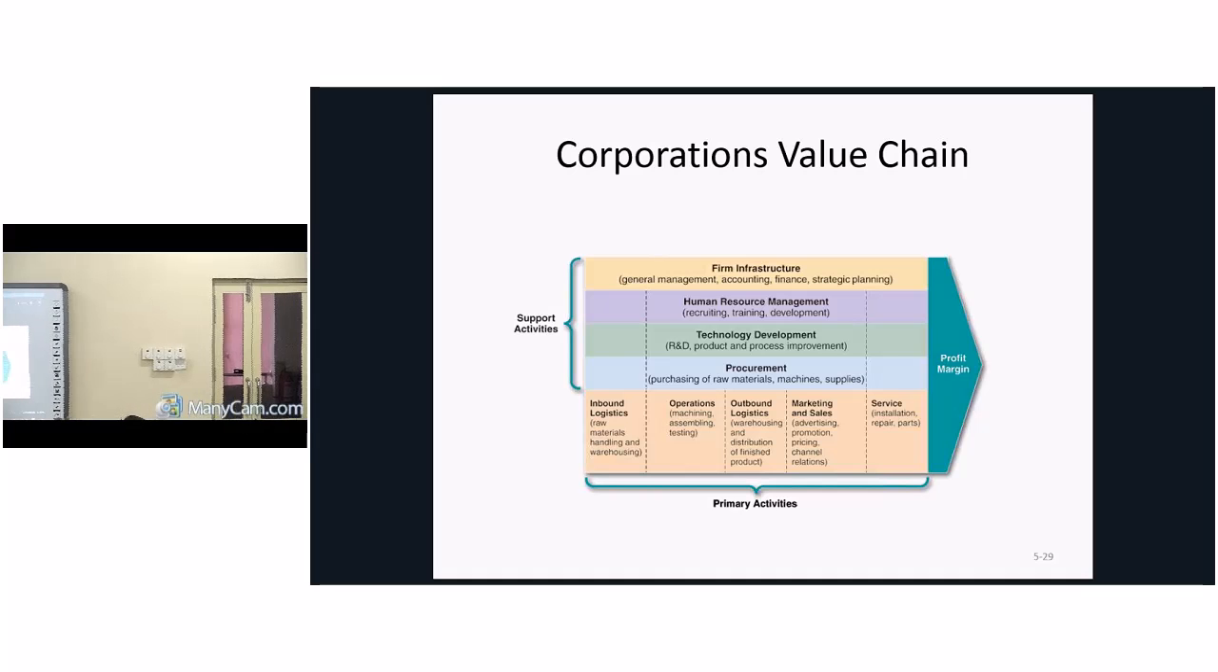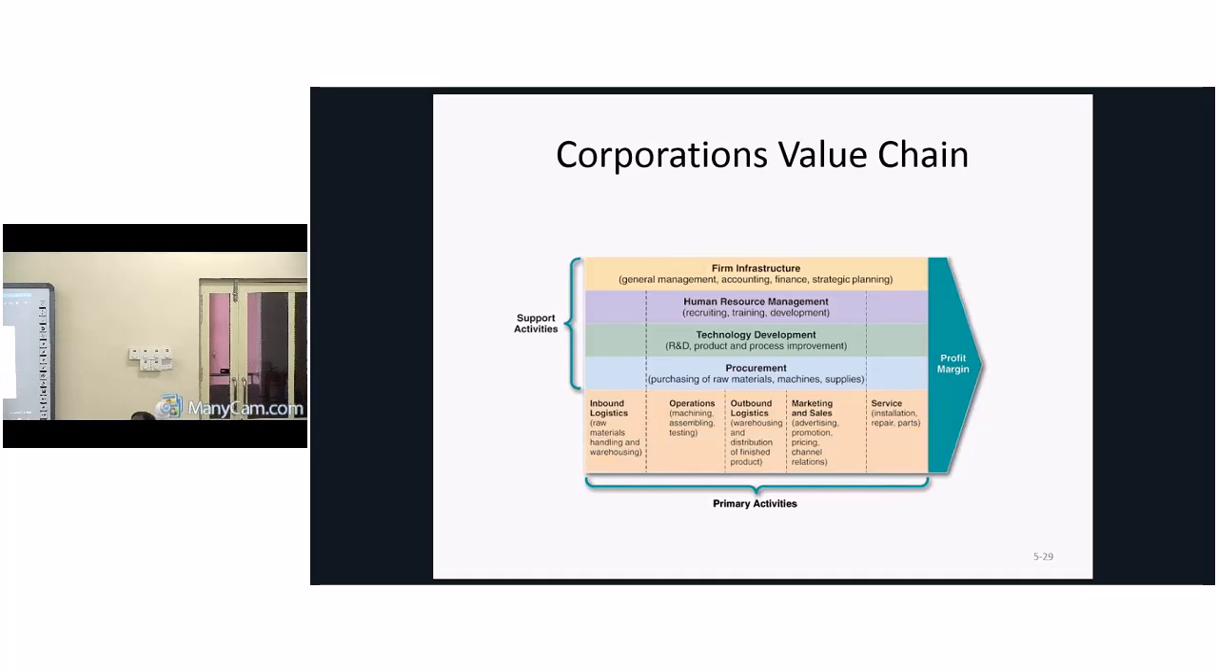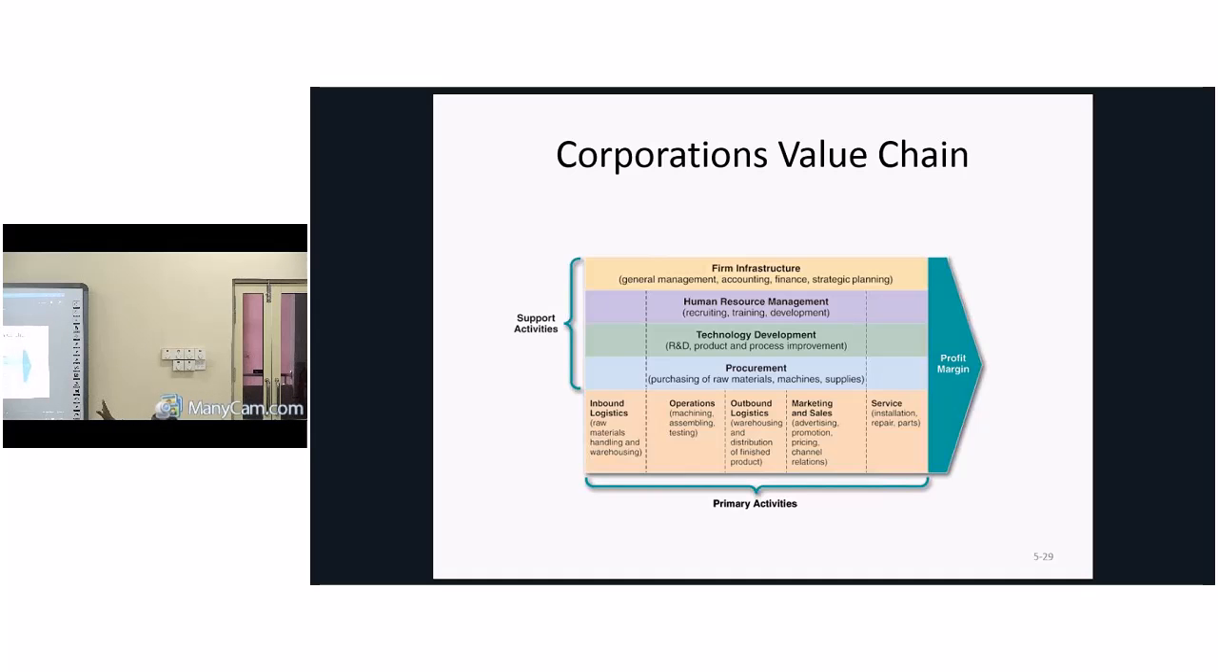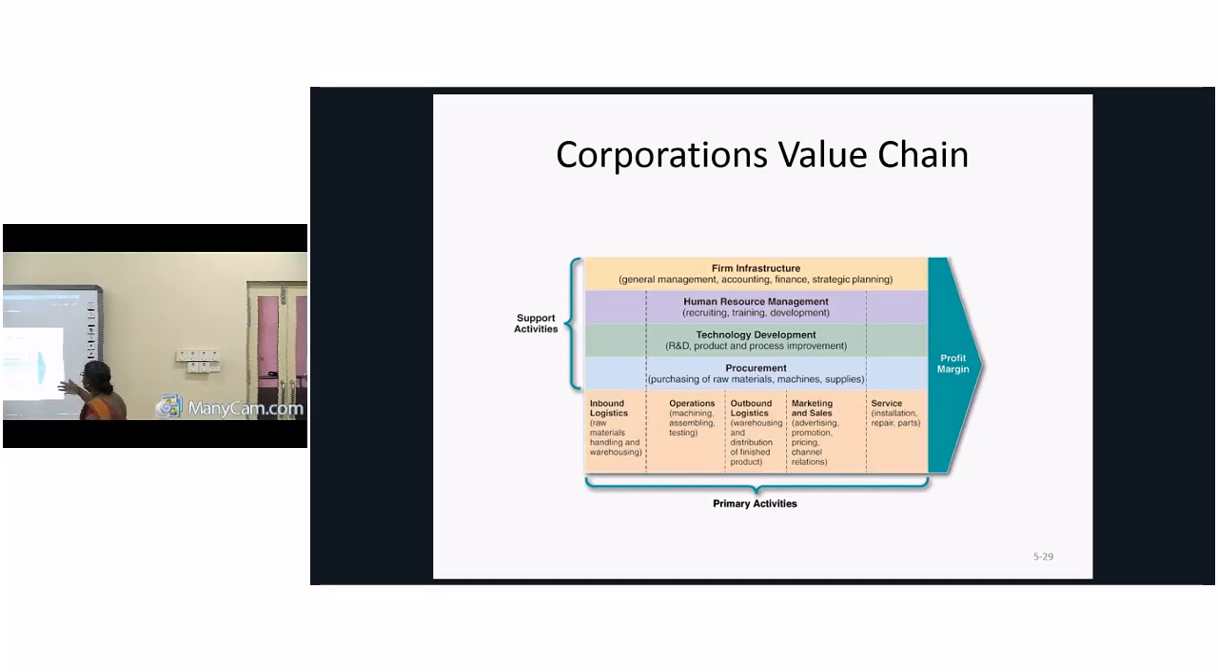So these are the primary activities any company is engaged with, and the supporting activities. At each of these levels it adds value. Then this is the profit margin it shows on top of all these activities. This is the corporation's value chain. Any company can develop their own value chain according to that.